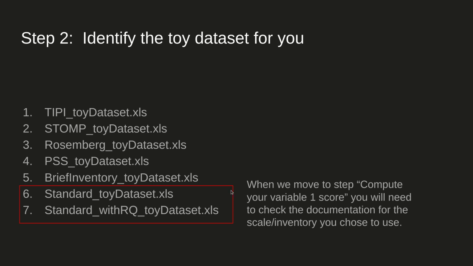For the remainder of this lab section, for all the videos that we're going to be seeing today, unless it's a video specifically about how to compute the variable 1 score, I'm going to be working with one of these two datasets. That's just the way that I'm going to be showing you how to do this. But in your case, you should download and work with whichever of these datasets works best for you.